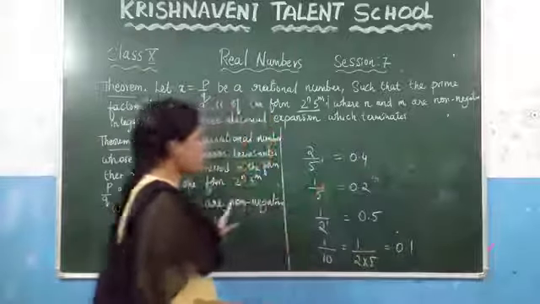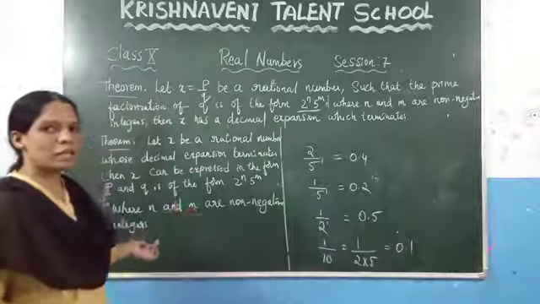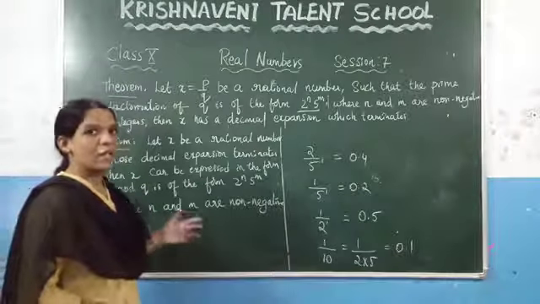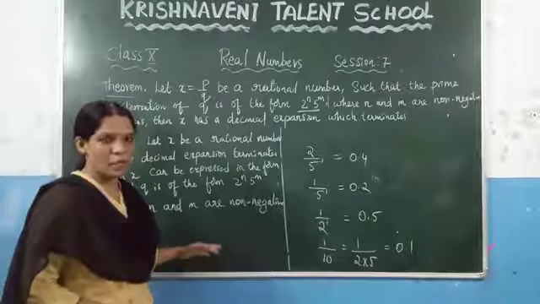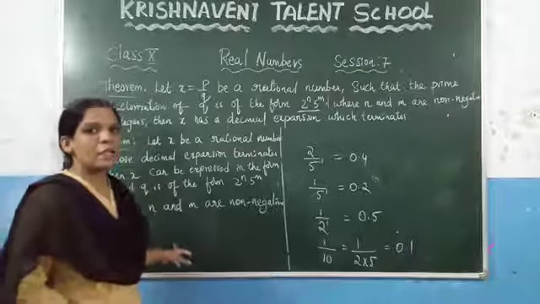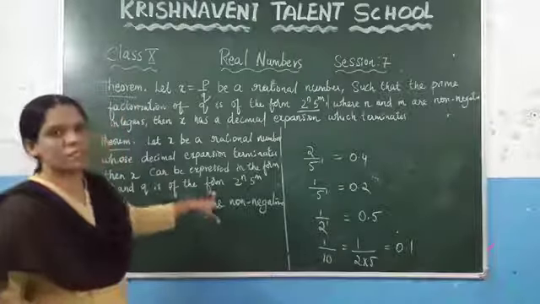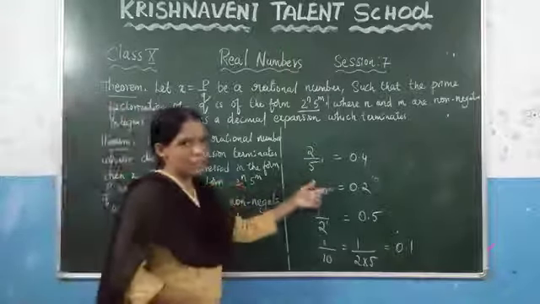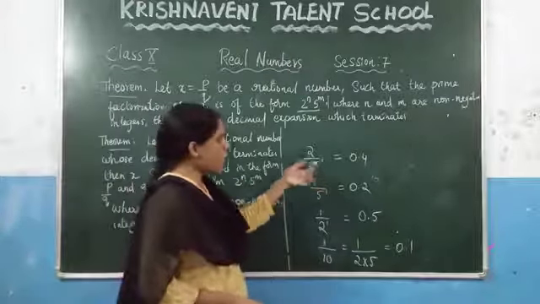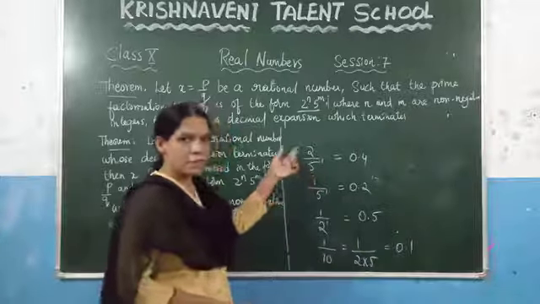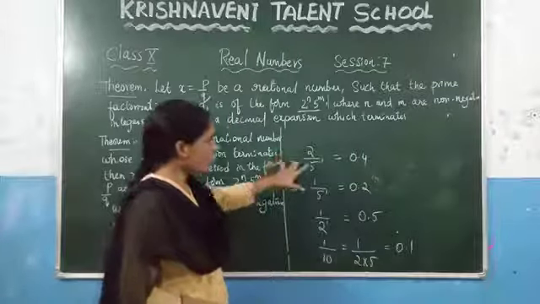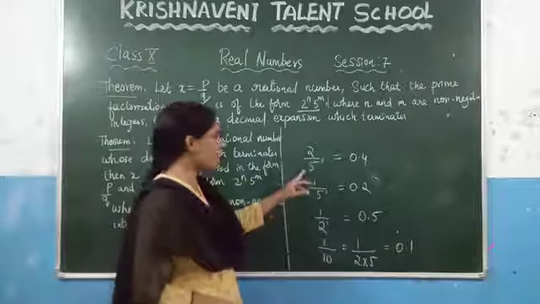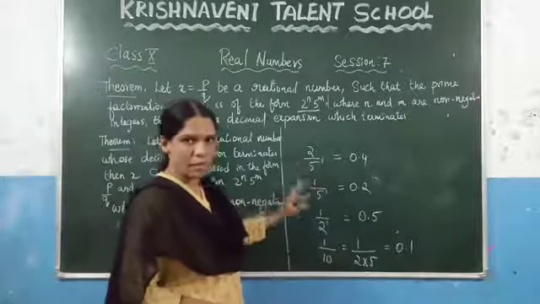So from this what we can conclude is that if you are given any decimal number that terminates, we can express the decimal number in the form of a fraction whose denominator is in the form of 2 power n and 5 power m. This is what the theorem says. And what this theorem says is that if you take any such fraction, we can express it in the form of a terminating decimal. And what is the condition here? The denominator should be in the form of 2 power n and 5 power m.